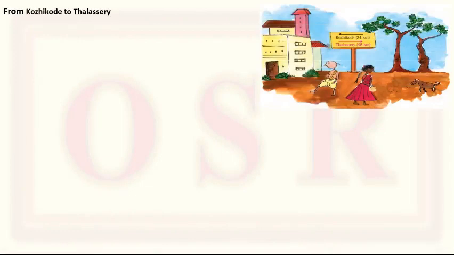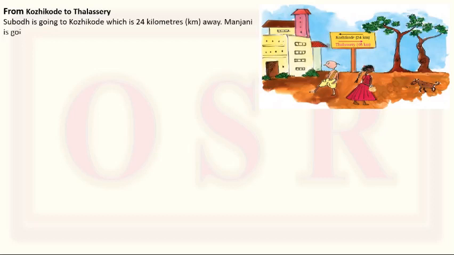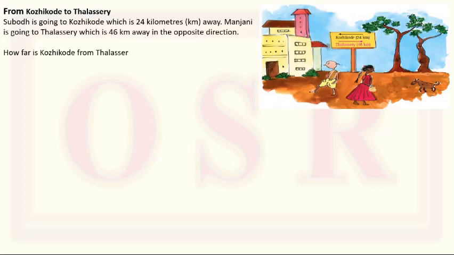From Kozhikode to Talaseri. So look at this picture. Subodh is going to Kozhikode, which is 24 kilometers away. Manjani is going to Talaseri, which is 46 kilometers away in the opposite direction. How far is Kozhikode from Talaseri?